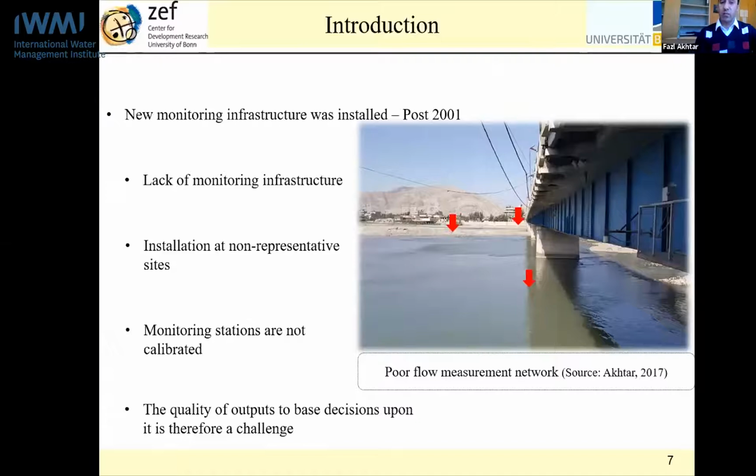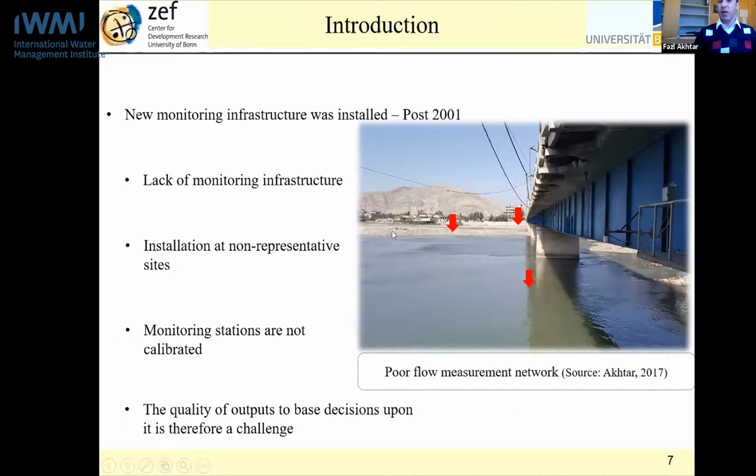Post 2000, in post-Taliban Afghanistan, the country started to enrich the monitoring system and develop the infrastructure. There has been considerable installation of river flow monitoring systems, but to some extent they are largely at non-representative sites. For example, in the image you see, at the arrows, where my cursor is, there used to be the gauge station where standing water was. Then there is a flow now here.